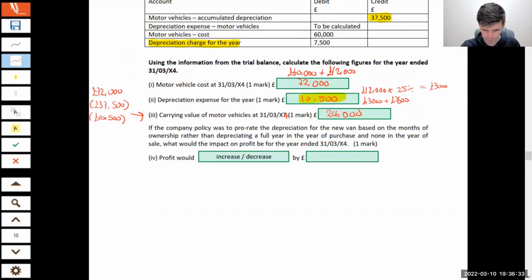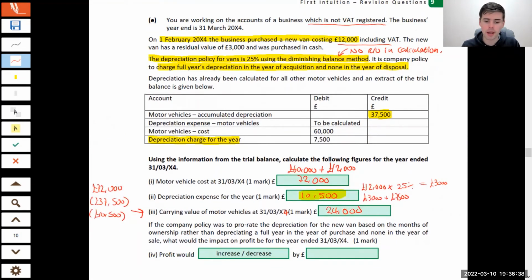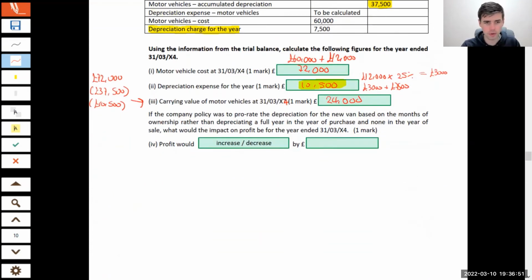So first of all, we need to work out what it would be. So we changed and flipped the script a little bit here. I now need to pro-rata. So when did I buy this van? It says that on the 1st of February, I purchased it. My year end is the end of March. This is just one of those things you need to watch out for. February to March, the 1st of Feb, the 31st of March, equals 2 months.